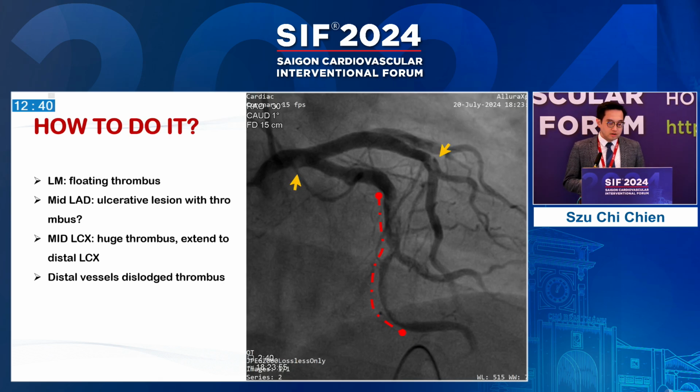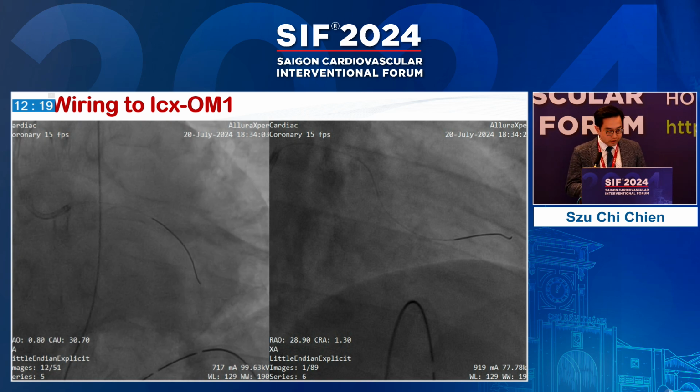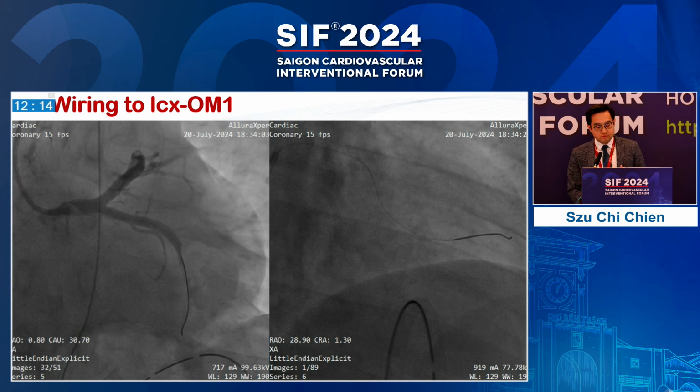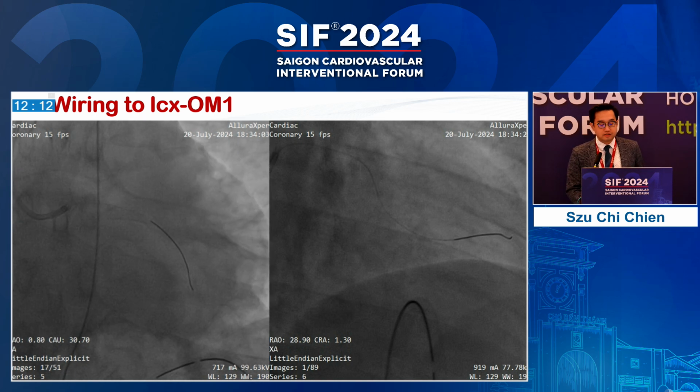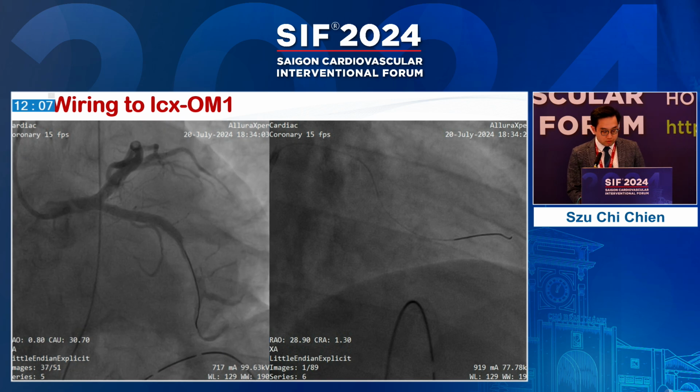So how do we do it? I think basically on the ECG, the culprit lesion may be in the circumflex, so I think doing the circumflex is the most important one. I started with the circumflex. I tried to use the EBU guiding catheter and engage well, so that the floating thrombus in the left main would not move out. So I started to do circumflex OM1.